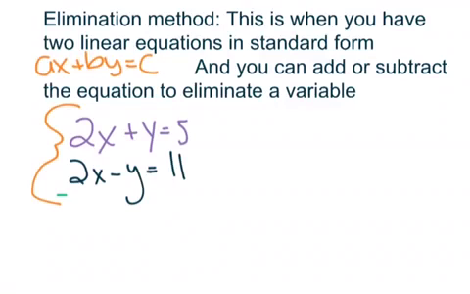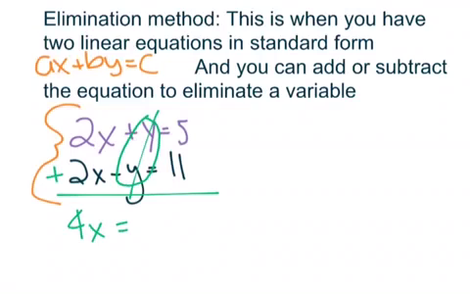You set it up like an addition problem here. I'm going to add these two together. If I add 2x plus y equals 5 and 2x minus y equals 11, I'm going to be able to eliminate this y right here. 2x plus 2x is going to give us 4x. A positive y and a negative y eliminate our y. That's going to equal 5 plus 11, which is 16. Divide by 4 on both sides, and x is going to equal 4.